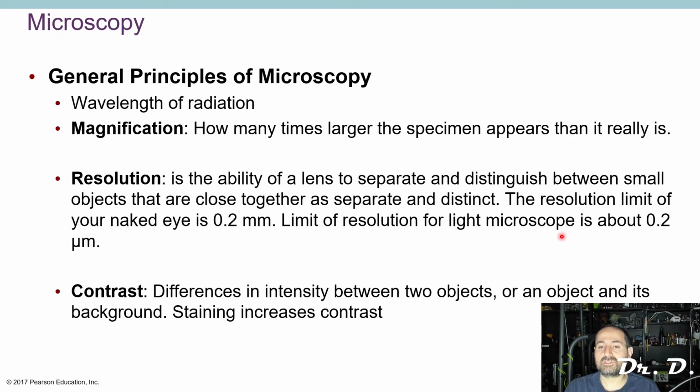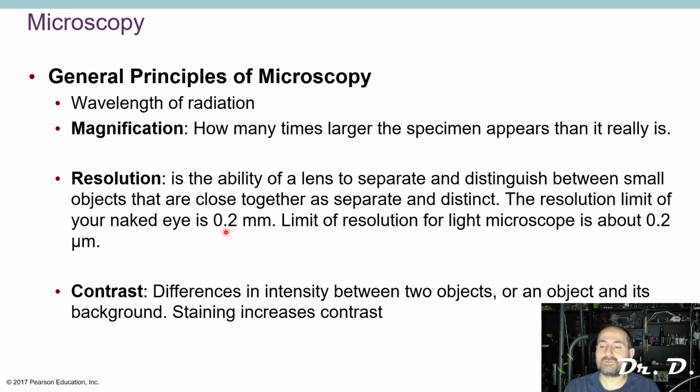Remember I told you with the compound light microscope, you can do 1,000 times magnification and resolution. So with the help of a microscope, now what's your resolution limit? That's right, it's 1,000 times better than 0.2 millimeters, which means now with the help of your microscope, you can go to 0.2 micrometers. Does that make sense? Because 0.2 micrometers is 1,000 times smaller than 0.2 millimeters.